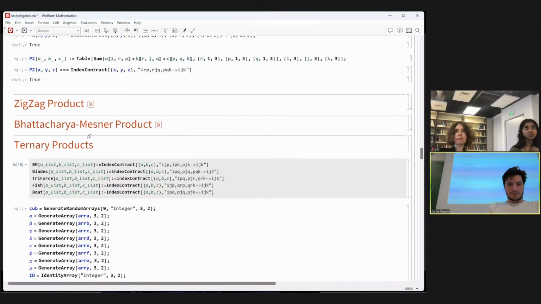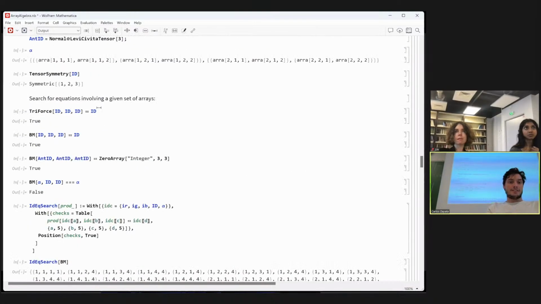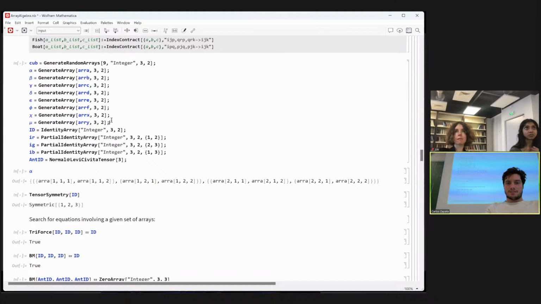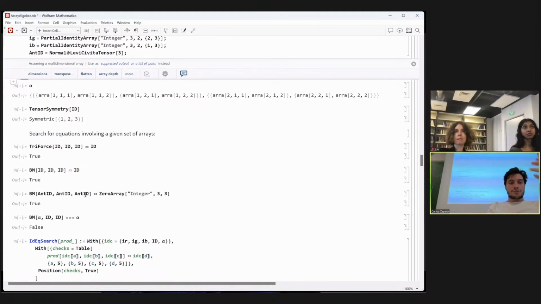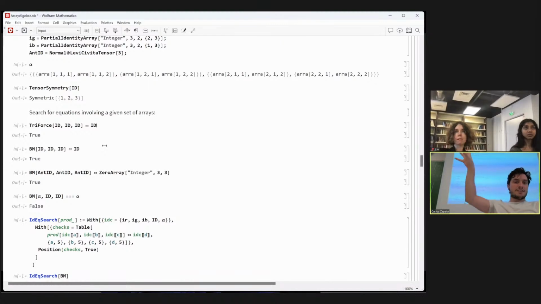I don't know if I defined it over here, but that's what we're calling ID. It's here. So if I run this, ID is the ternary analog of the identity matrix. So for example, it has some identity-like properties. If you take it into Richard's product, what I'm calling the tree-force here, it behaves like identity: identity, identity, identity equals identity. Just like in matrix multiplication, identity times identity is identity. So it has some similar property.